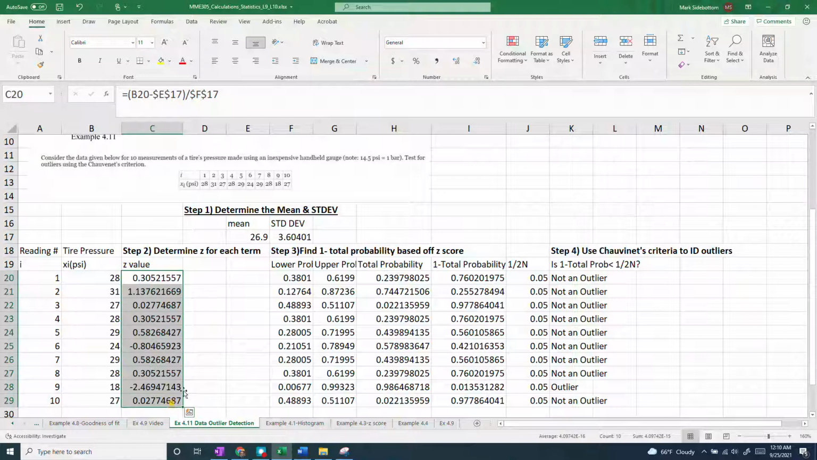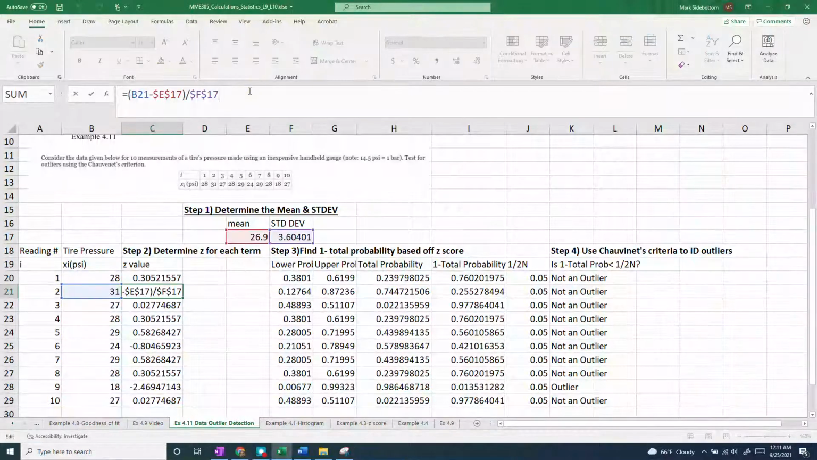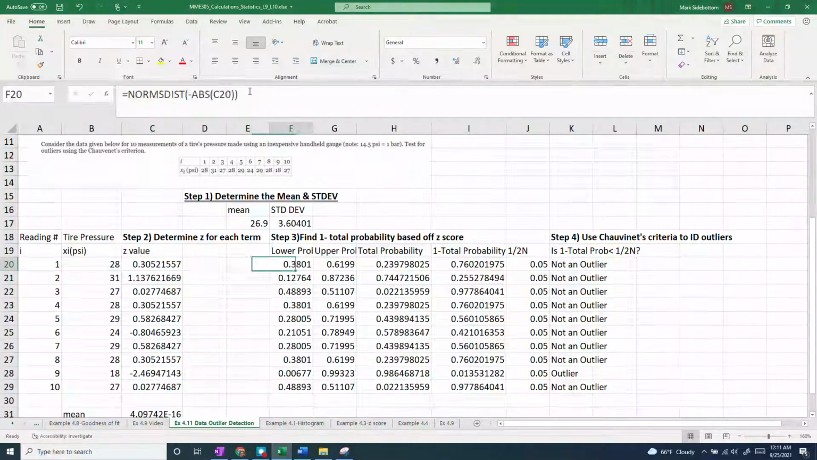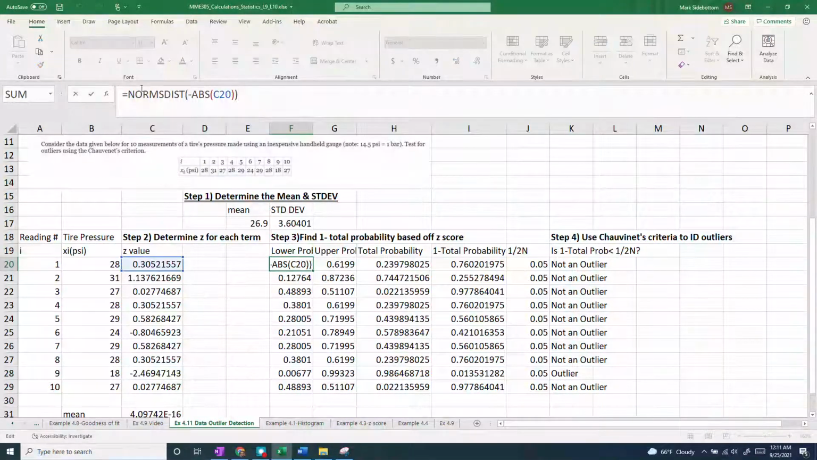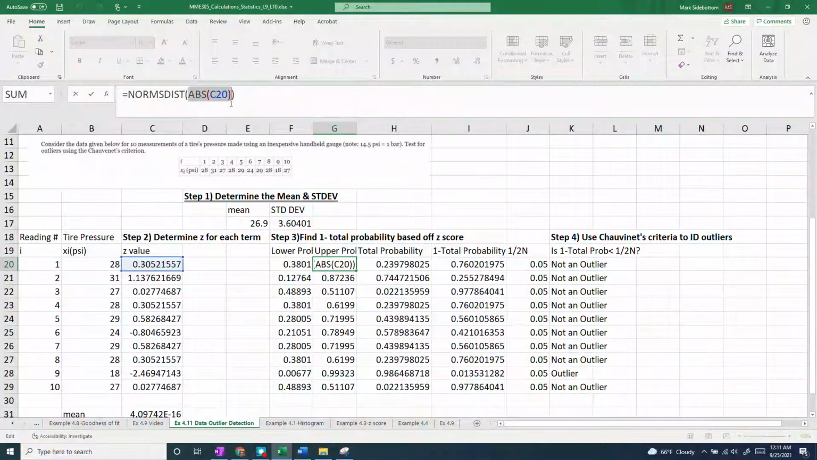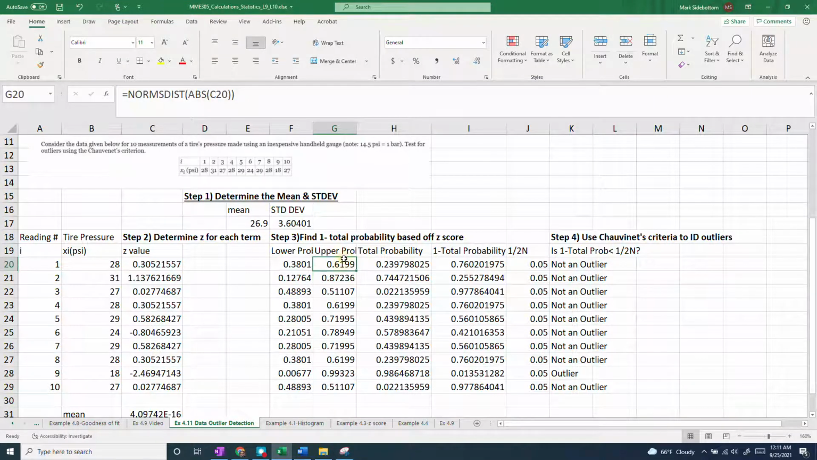What you'll see here is we'll get our z values for all of our different data points. Nothing too crazy, we'll just go down and calculate all of our z values. Once we have our z values, we can use the normal distribution function to find the lower bound and the upper bound based off of our z-score. To find the lower bound, we take the absolute value of our z value and find the negative value of it. Then we do the same thing with just the positive value of it. That will give us our lower bound and our upper bound.